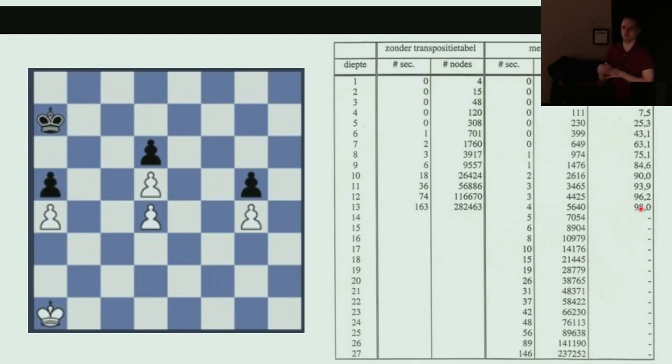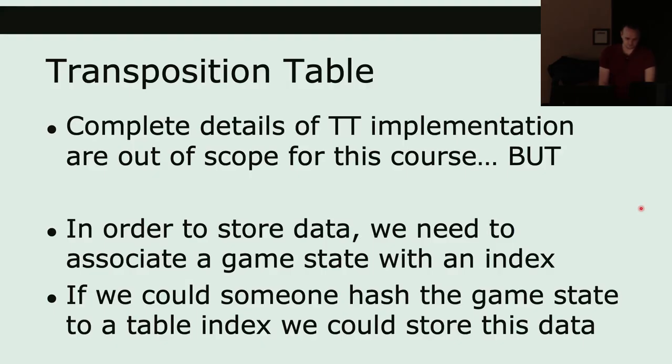And I think if nobody in the class implemented a transposition table for assignment 3, and one group did, they would instantly win the competition. That's how strong it is. Maybe I'll have bonus marks if you do it. So the complete details of the transposition table are out of scope for the course, but here's an important thing.